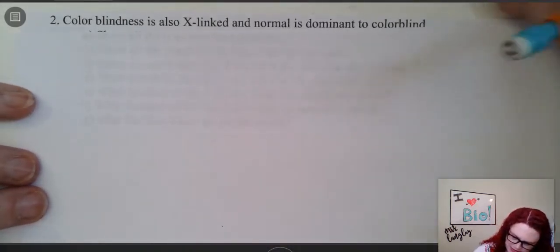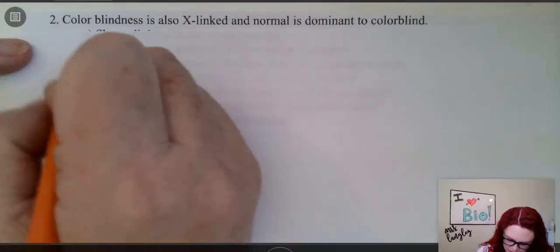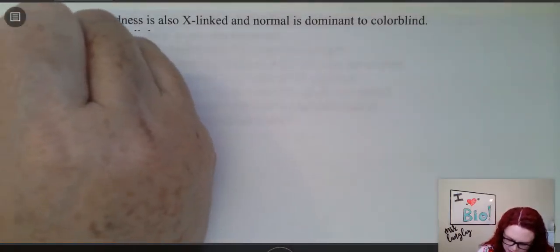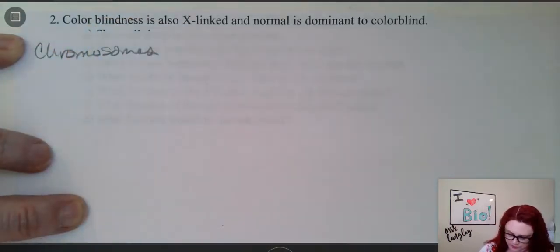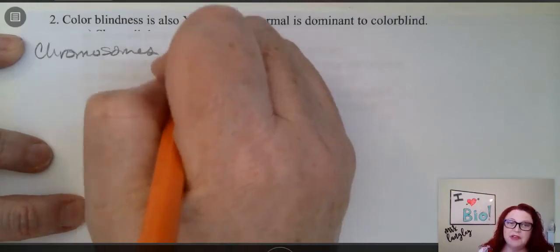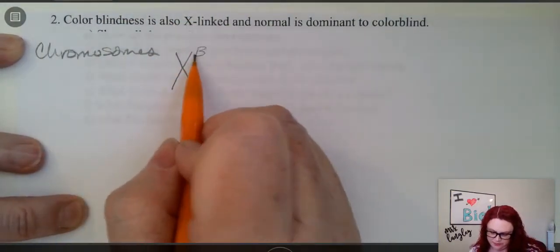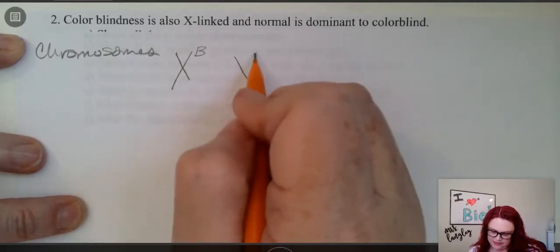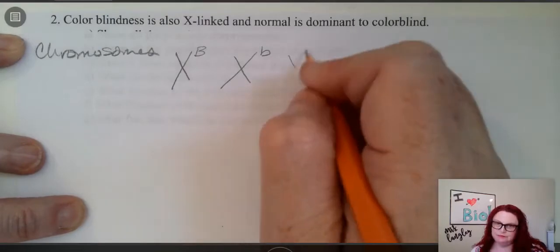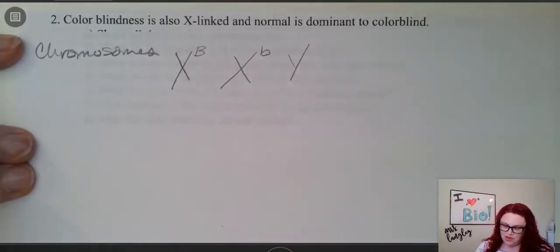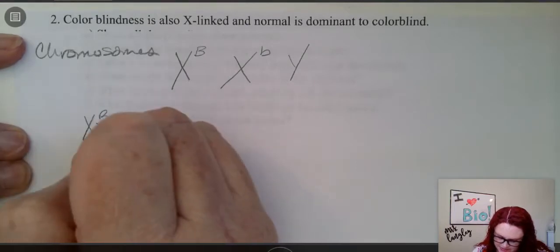So make that a little bit easier to see. There we go. So what are our chromosomes? I can have an X with normal vision. I can have an X with colorblind vision, or I can have a Y. For my different genotypes, I can have this.